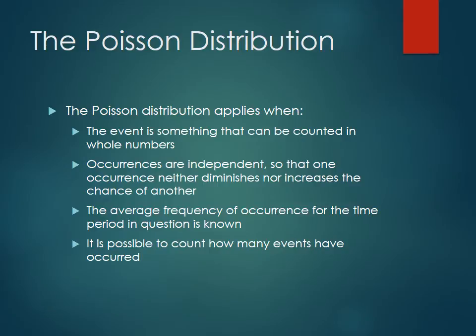So again, the Poisson distribution is going to apply when we have events of something that can be counted in whole numbers. Frequently you're going to see that there are ways of dealing with fractions of numbers, but typically we're going to be counting with whole numbers. The occurrences have to be independent, so that one occurrence doesn't diminish or increase the chance of getting another one. Getting one piece of mail does not necessarily mean you're going to be getting more mail in the future or less. They're going to be completely independent. And then the average frequency of occurrence for the time period is known. So you need to know what your average is when you're doing these measurements. And then it's actually possible to count how many events have occurred. You're able to get a good, accurate representation of how often the event is occurring.